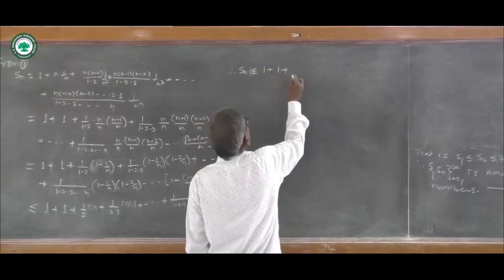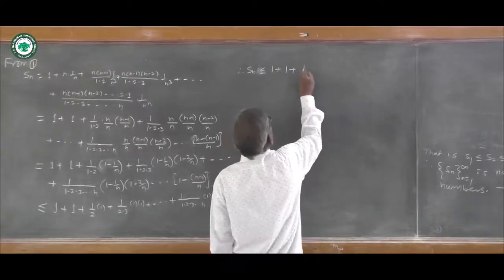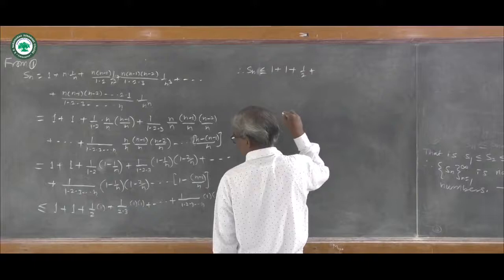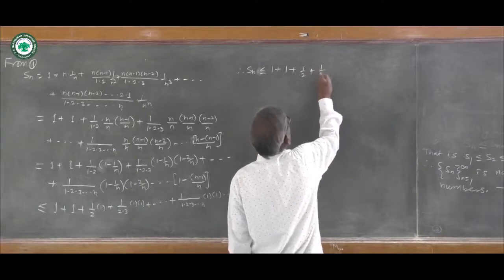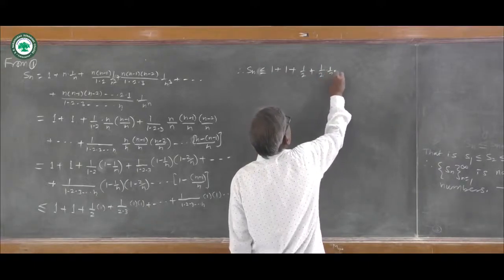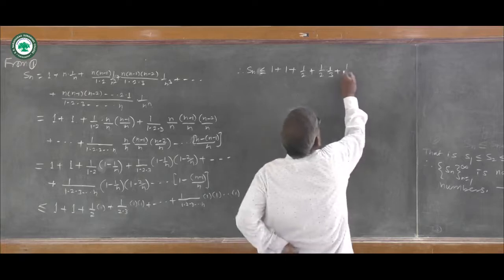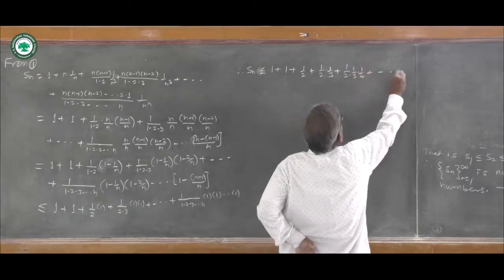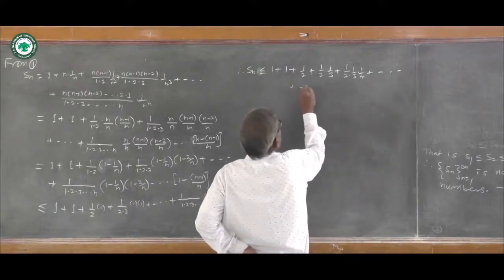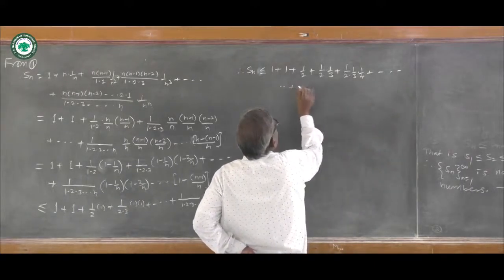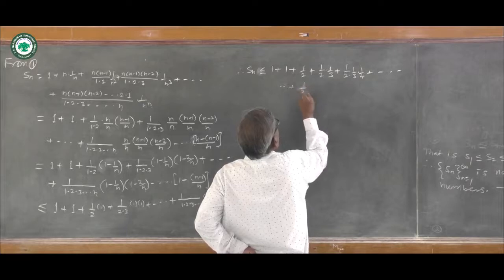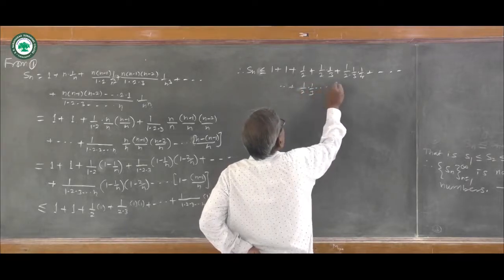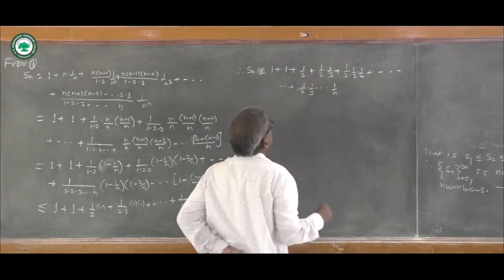plus 1 upon 2 plus 1 upon 2 into 3, that is 1 upon 2 into 1 upon 3. Next term is 1 upon 2 into 1 upon 3 into 1 upon 4. Plus and so on. Last term is 1 upon 2 into 1 upon 3 and so on into 1 upon n.